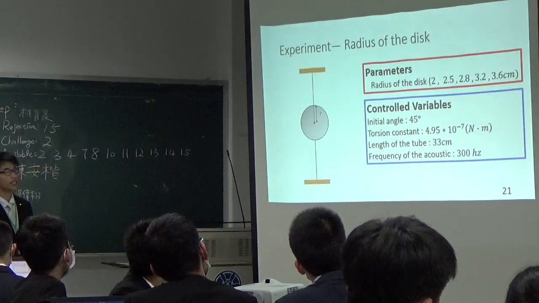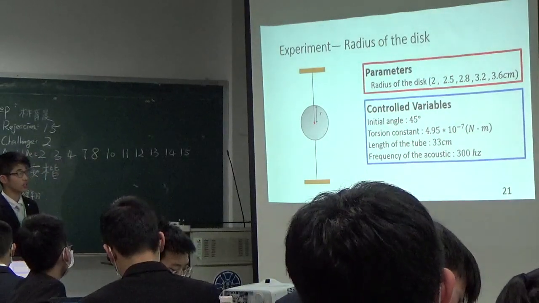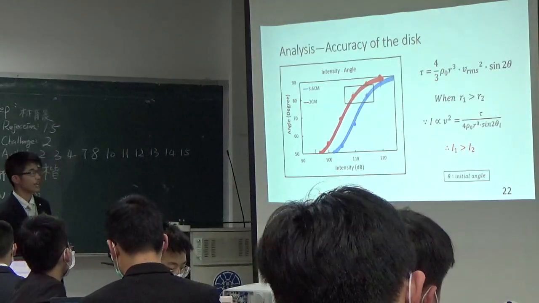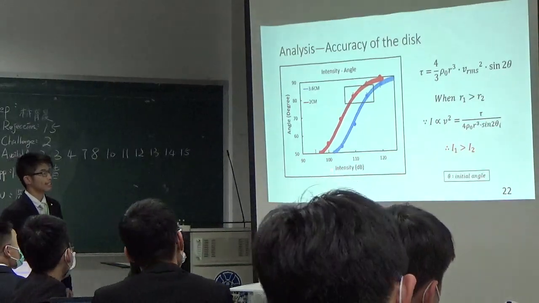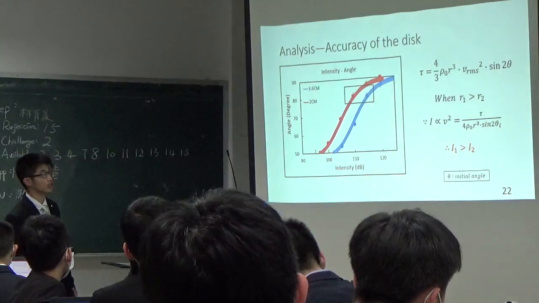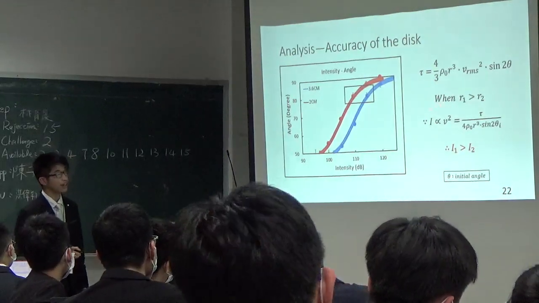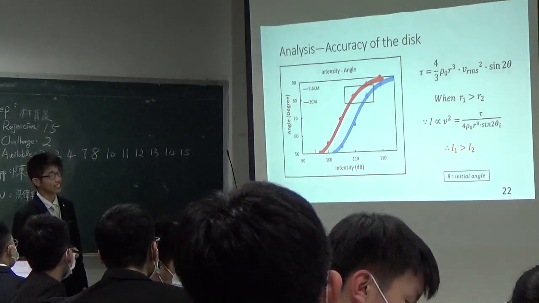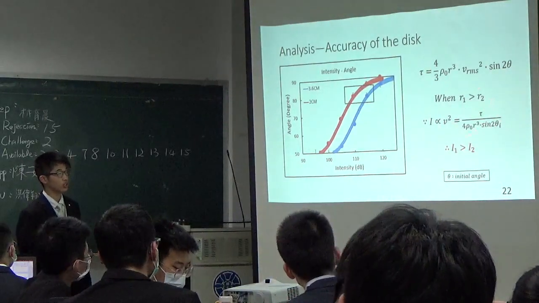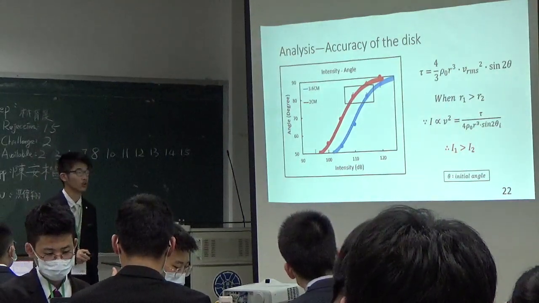And the second experiment is about the radius of the disc. We change the radius to measure its different tilting angle at different sound intensity. In this graph, you can see that when the tilting angle is the same and the radius is bigger, the needed sound intensity will be bigger too. It is because in this equation, when the radius increases, the needed torque will also increase. So the square of velocity will increase, and the needed sound intensity will increase.